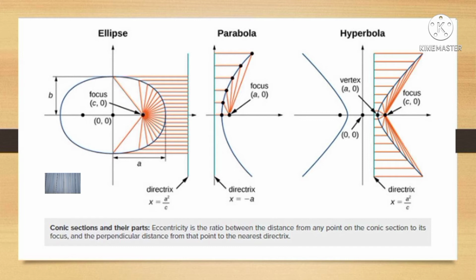Conversely, the eccentricity of a hyperbola is greater than 1. This indicates that the distance between a point on the conic section and the nearest directrix is less than the distance between that point and the focus.